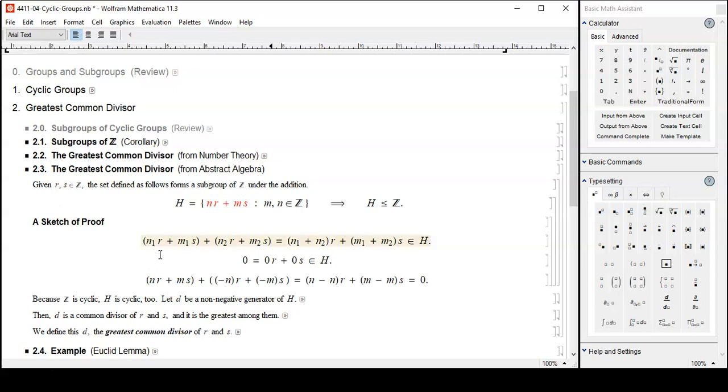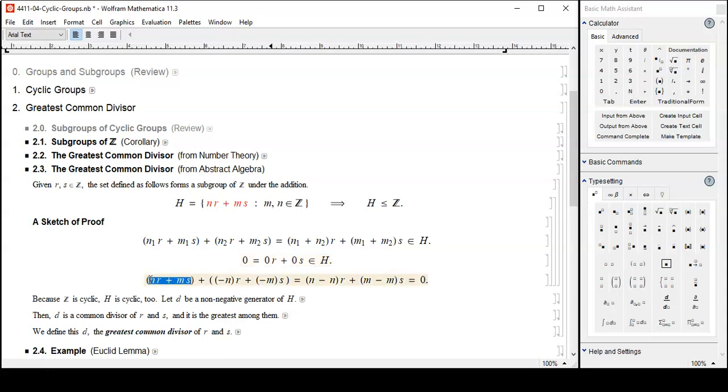Take arbitrary elements, first element, second element from this H, and then add them up. With some algebraic manipulation, we get integer times R plus integer times S, so again it's a member of H. So it's closed under addition. As for the second property, oh, that's too trivial. 0 is in there.